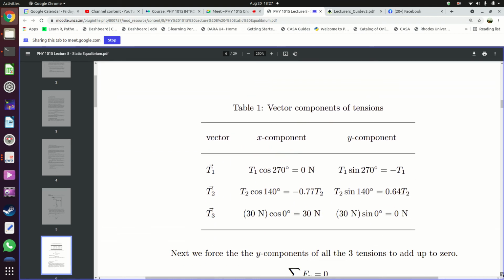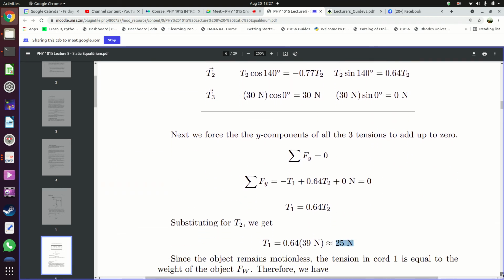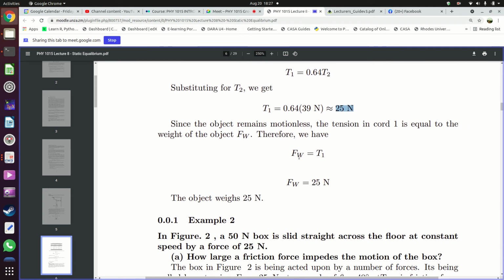So we make the following conclusion, that the weight of the object is equal to the tension in the first rope, and we end up having the weight of the object being equal to 25 newtons.